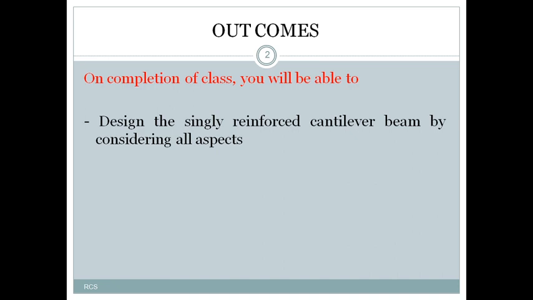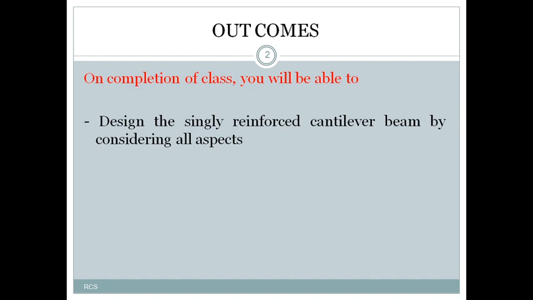Based on the maximum design load, we calculate the factored bending moment. After calculating the factored bending moment, we calculate the required depth for the assumed width of the beam. After calculating the required depth, we compare it with the assumed depth of the beam. If the assumed depth of the beam is greater than the required depth, then we go ahead with that assumed depth for further proceedings.